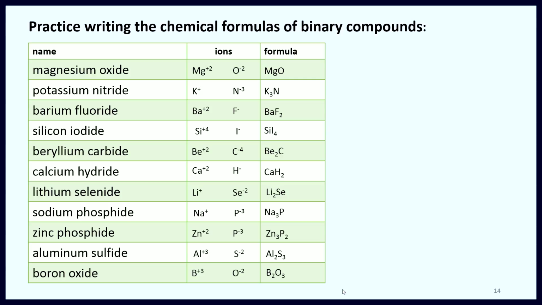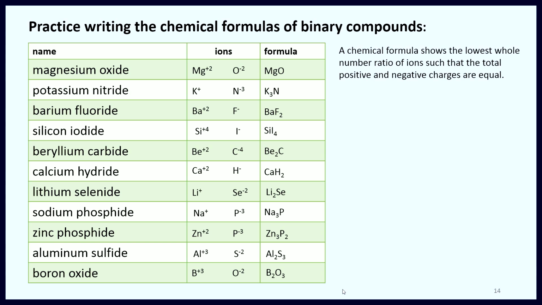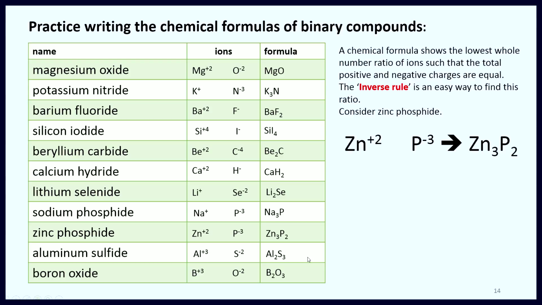B2O3 is the formula. So again, the chemical formula shows the lowest whole number ratio of ions such that the total positive and negative charges are equal. Now, the inverse rule is an easy way to find this ratio, particularly if it's complicated as it was in the last 3 examples. Let's consider zinc phosphide. Zinc has a plus 2 charge, phosphide is negative 3. Its formula is Zn3P2. How do we obtain that?